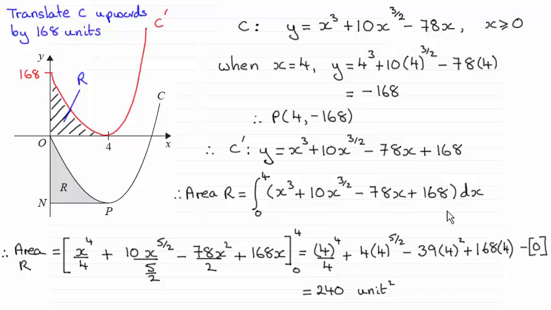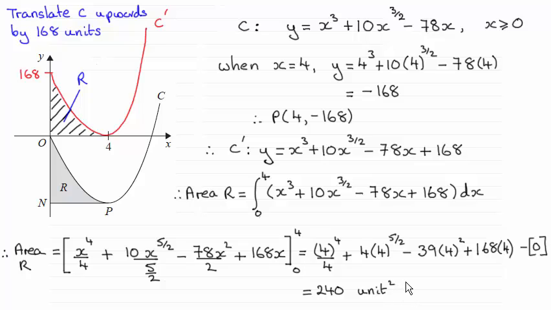And in the usual way, just by adding 1 to the power and dividing by the new power, you get all of these terms here. Substitute x equals 4 into here, you get this result here, and then subtract what you get when you put 0 through. Well, they're all going to be 0, so we just have 0 here. So when you work this out, it's just 240. You'll notice I put units squared on the end.